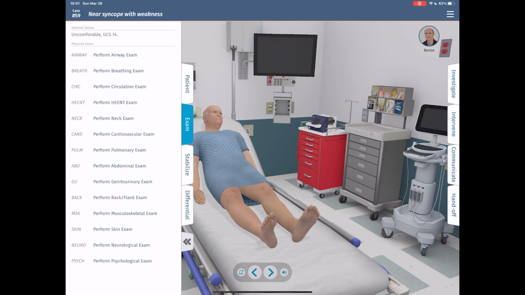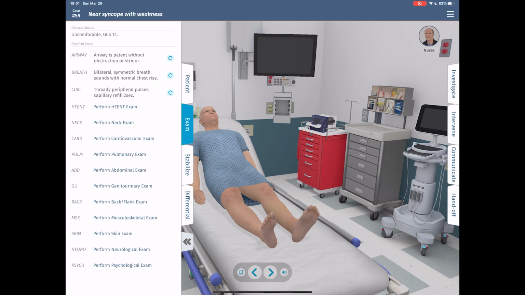This is exam. So this is where we are looking ourselves for problems. And it says general status, GCS of 14, and he is uncomfortable. That's too bad. You can start at the top here at the ABCs. It has airway, breathing, circulation, the three most important right at the top, and we can click those. And it tells us his airway is good. He has good breath sounds, and he has thready peripheral pulses, which doesn't sound great.